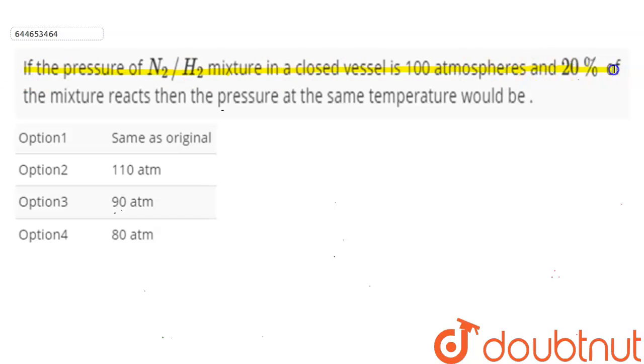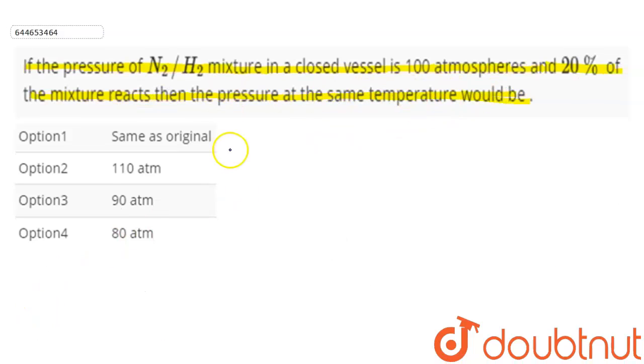Hello everyone, the question is, if the pressure of N2 and H2 mixture in a closed vessel is 100 atmosphere and 20% of the mixture reacts, then the pressure at the same temperature would be. So in this question, the pressure of N2 and H2 mixture in a closed vessel is 100 atmosphere and 20% of the mixture reacts. Then we have to find out the pressure at the same temperature, right?